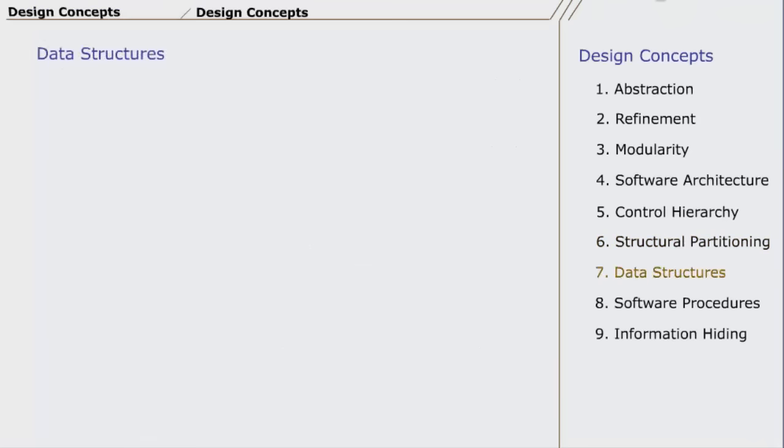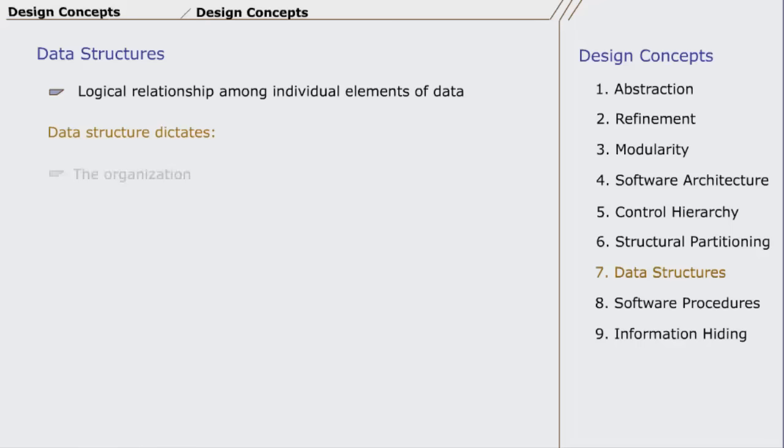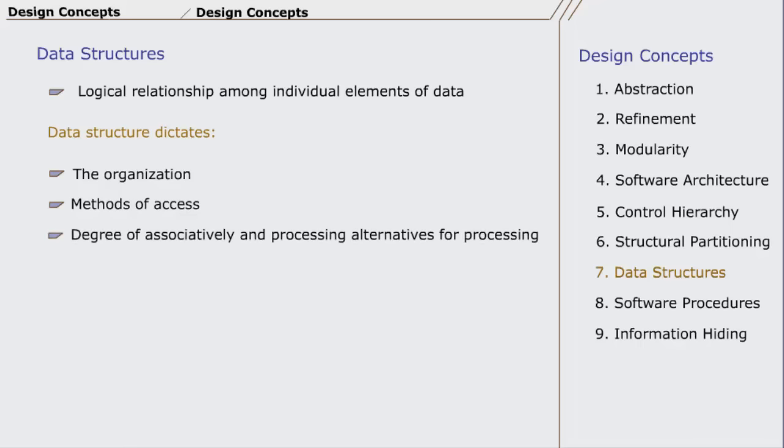Number 7. Data structure. Data structure is a representation of the logical relationship among individual elements of data. Data structure dictates the organization, methods of access, degree of associativity, and processing alternatives for processing. Organization and complexity of data structures depend upon the skills of the designer.